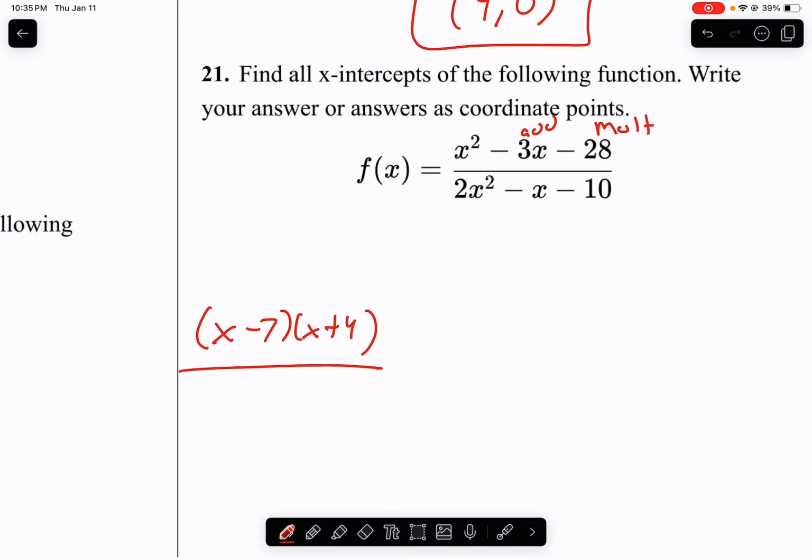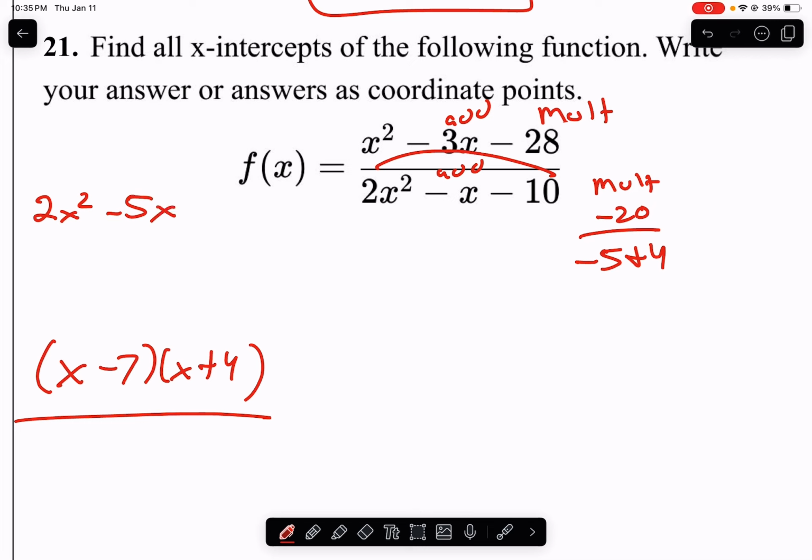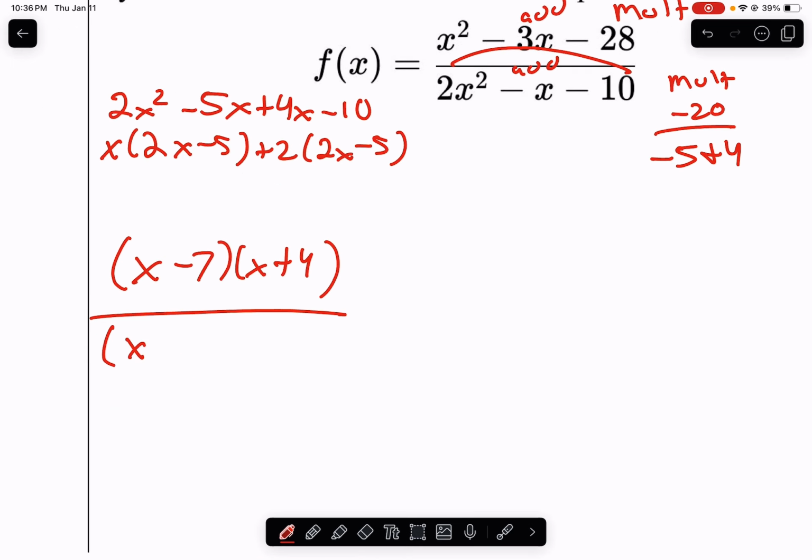Now, unfortunately, this next guy, we've got to do AC factoring. So I'm going to go ahead and do that. I've got to multiply to negative 20 and add to negative 1. So my two magic numbers are going to be a negative 5 and a positive 4. So I'm going to do 2x squared minus 5x plus 4x minus 10. We can take an x out and we get 2x minus 5. We can take a 2 out and we get 2x minus 5. So the fully factored version of this is going to be x plus 2 and 2x minus 5.